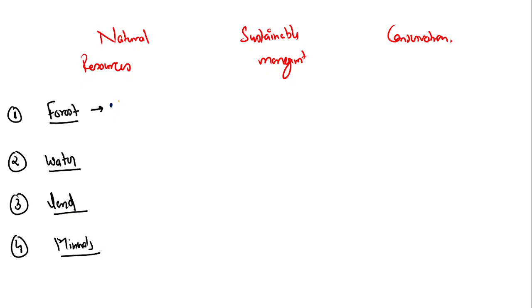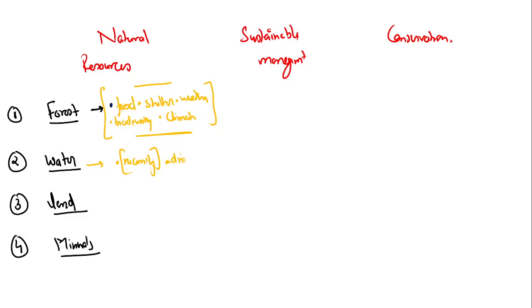Forests are important for us: food, shelter, biodiversity, climate, weather, and many more things which you can think of. This is the utility of the forest as a natural resource. Water is a necessity. Second, for drinking purposes, for aquatic life, for energy resources, for energy generation we need water, and a lot of things.